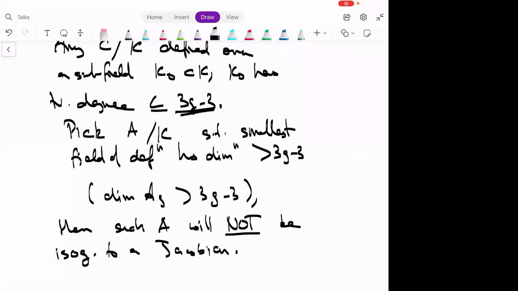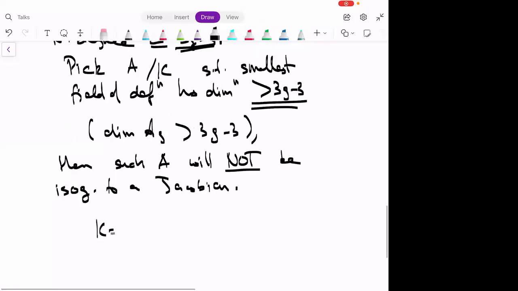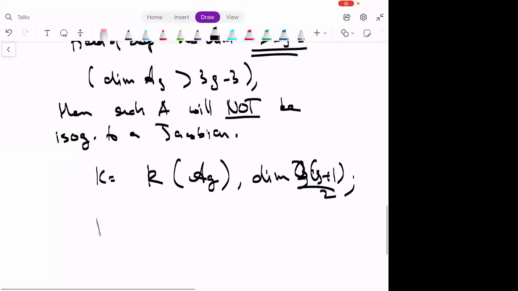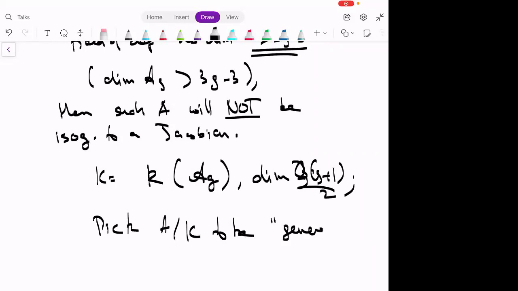So Payman, here's maybe an answer to your question. If you were to, for instance, just pick a K-valued point of AG where K has big enough transcendence degree, then such a point will indeed not be isogenous to a Jacobian. For instance, you could just pick K to be the function field of AG, which has dimension G times (G plus 1) over 2, and pick A over K to be generic. In other words, I'm just suggesting that you pick the generic point of AG and pick the abelian variety over the generic point of AG. Well, that's not going to be isogenous to a Jacobian. I see. Nice, thanks. Absolutely.